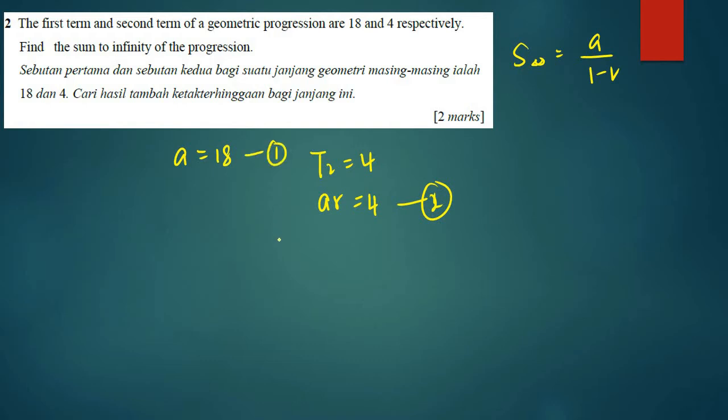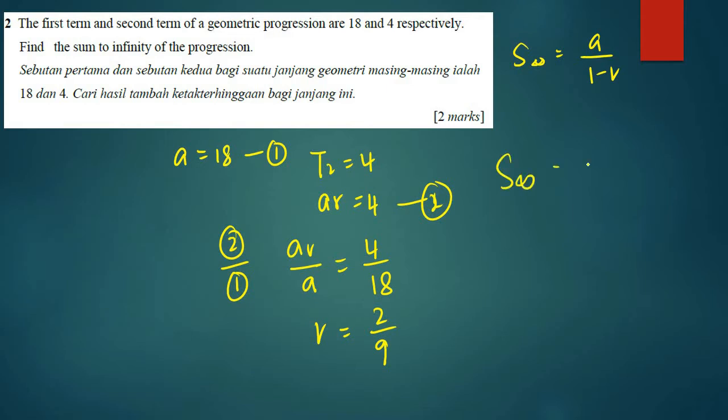So how to get R? We can use equation 2 divided by equation 1. AR divided by A equals 4 divided by 18. So R will be 2 over 9. Okay, so to find the sum to infinity, we have A divided by 1 minus R. A equals 18 and 1 minus R equals 2 over 9. So the answer will be 162 over 7.